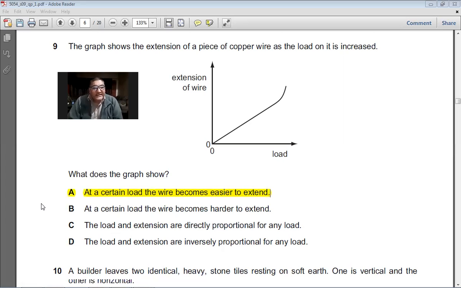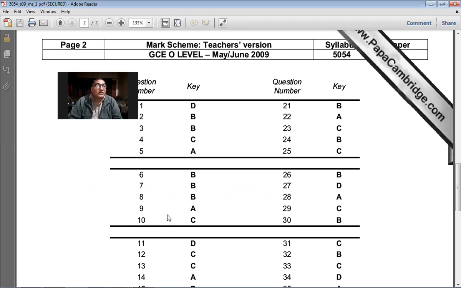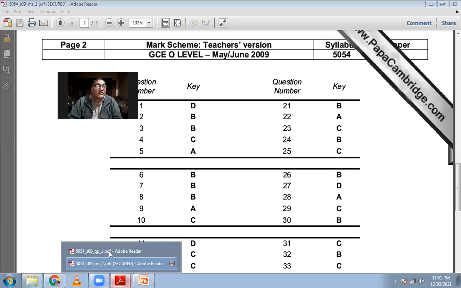The load and extension are directly proportional for any load. No, they are directly proportional, but after a certain load, they are no more directly proportional to each other. The load and extension are inversely proportional for any load. That is not true. So I think A is the right answer. Question number 9, A is the right option.